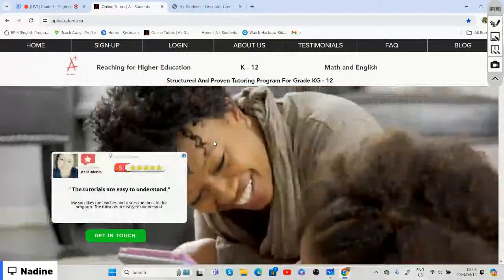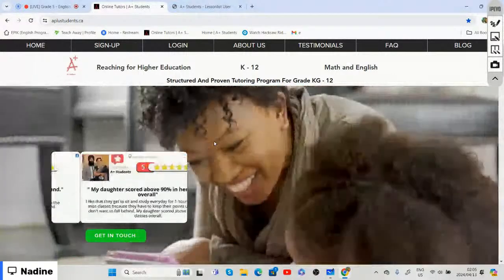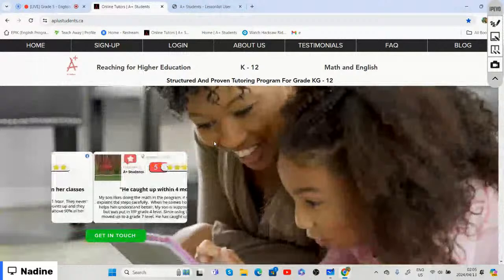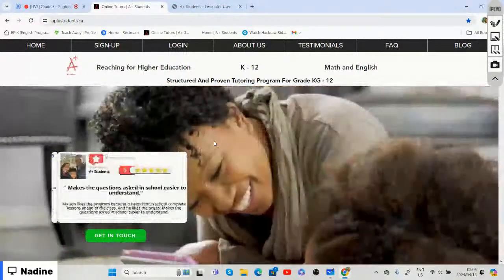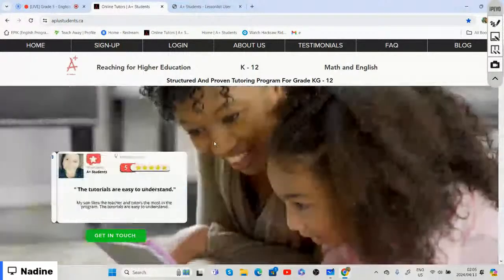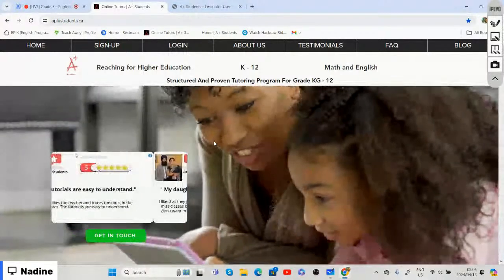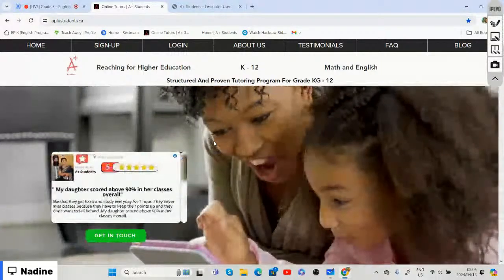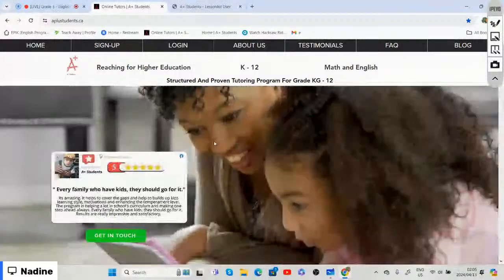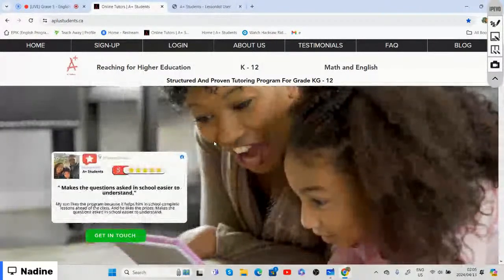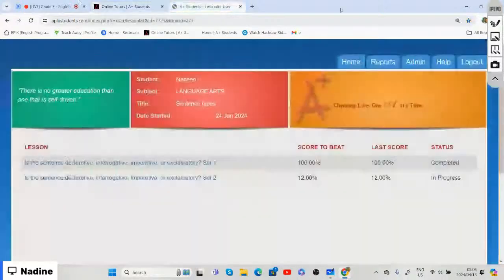All right. So we're doing our grade 5 English lesson on sentence types. Then we're going to choose language arts, grade 5. And then we're going to scroll down until we get to the chapter on sentence types, right? Which means it's going to be the different types of sentences that we are going to be talking about.